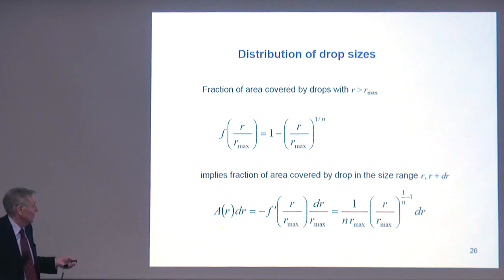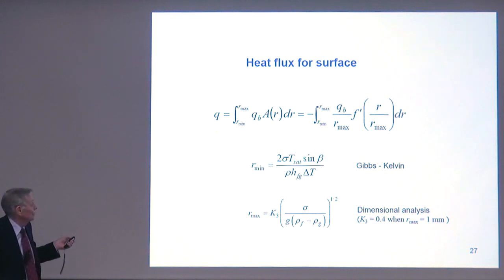This implies this. This is the fraction of area covered by drops in the size range R to R plus dr. Then, to get the heat flux from the plate, we have to integrate the heat flux through the base of a drop times the area covered by the drop, from the minimum size to the maximum size. The minimum size is given by the Gibbs-Kelvin relation. This is due to surface tension. A drop smaller than that would evaporate. For the maximum drop size, we use dimensional analysis, which introduces yet another constant, K3.